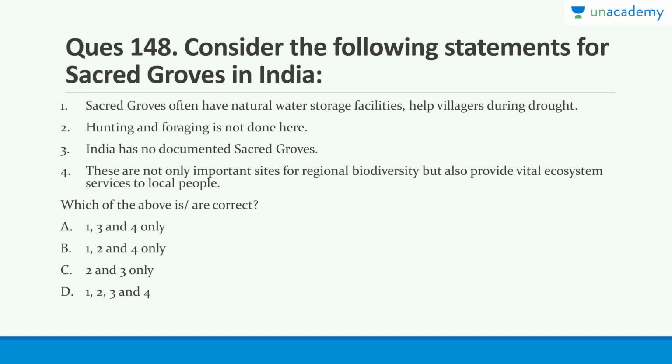Consider the following statements for sacred groves in India. Sacred groves often have natural water storage facility which help villagers during drought. Correct. Hunting and foraging is not done here. Yes. India has no documented sacred groves. No, here we have over 13,000 documented sacred groves. This third statement is wrong. The only option that can be correct is B, 1, 2, 4.